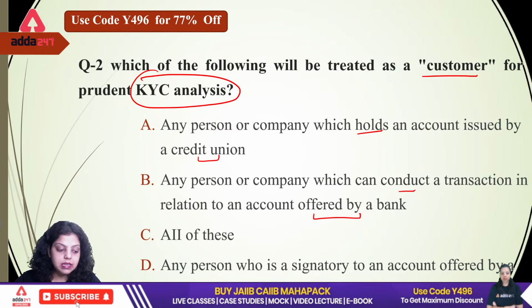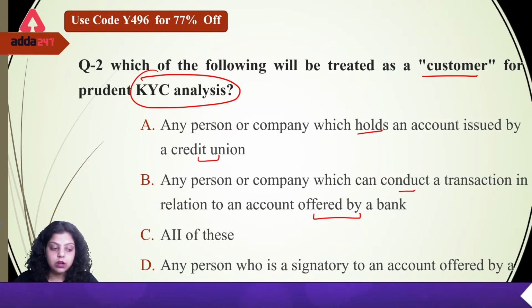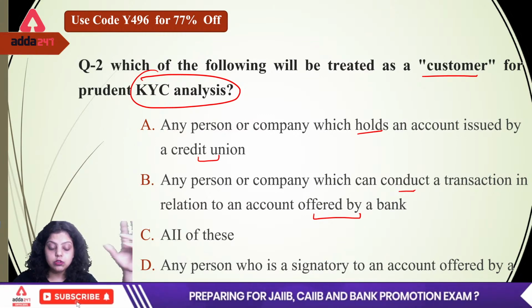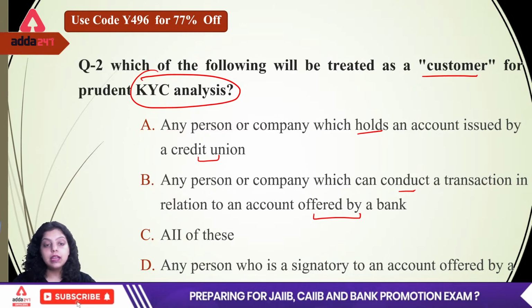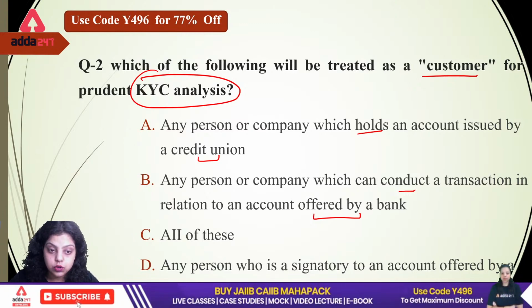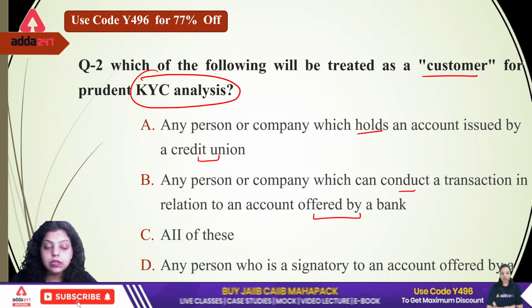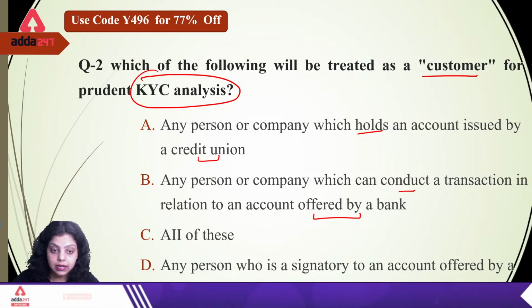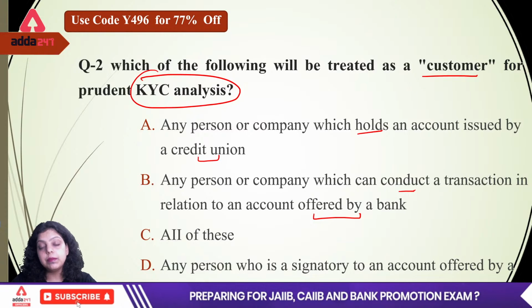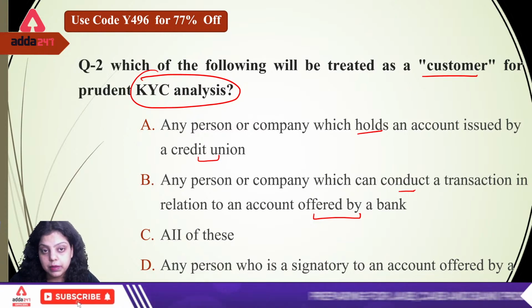So the KYC guidelines will be given by the Reserve Bank of India on a time-to-time basis. RBI updates the KYC guidelines for all the financial institutions from time to time, and each and every financial institution has to comply with those guidelines. Otherwise, RBI will impose penalties on the commercial banks, right?